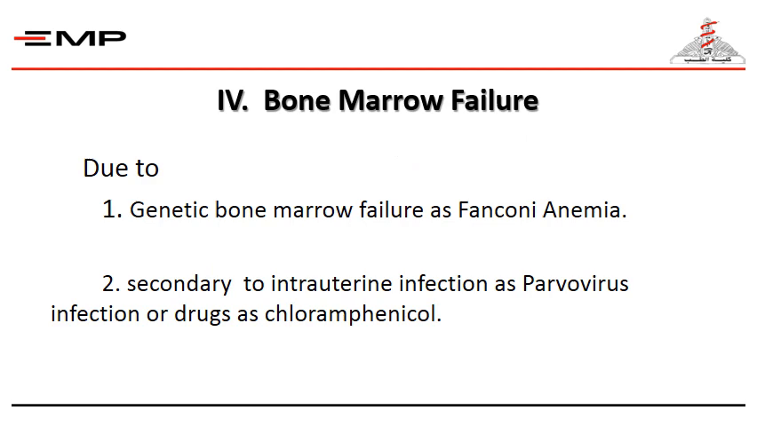The last cause of neonatal anemia, and the rarest among them, is bone marrow failure. When the bone marrow stops producing RBCs, the neonate will have anemia. It can happen due to genetic bone marrow failure, like Fanconi anemia, or secondary to an intrauterine infection, such as parvovirus infection, or drugs, for example, chloramphenicol.